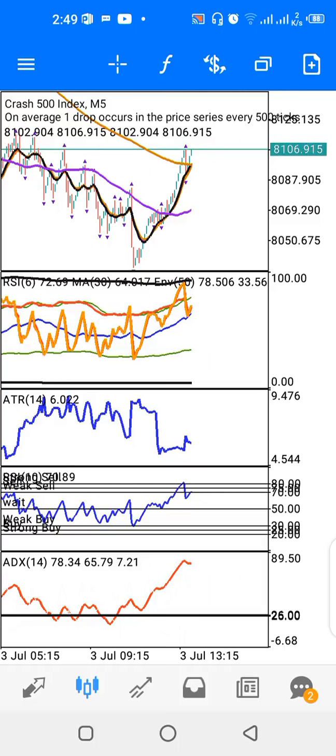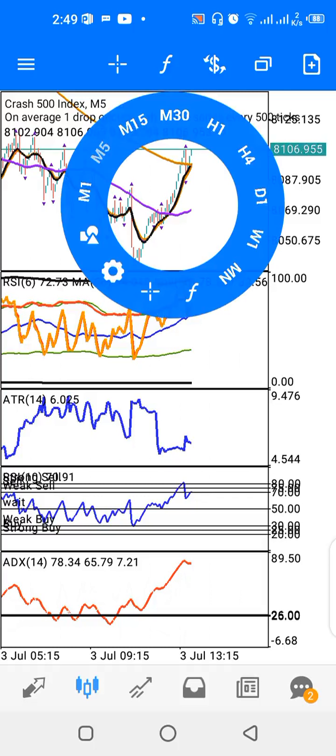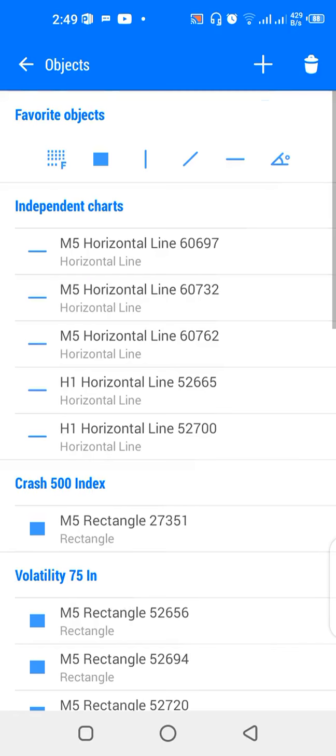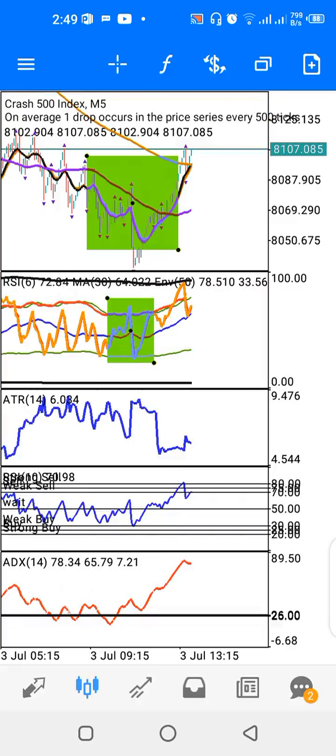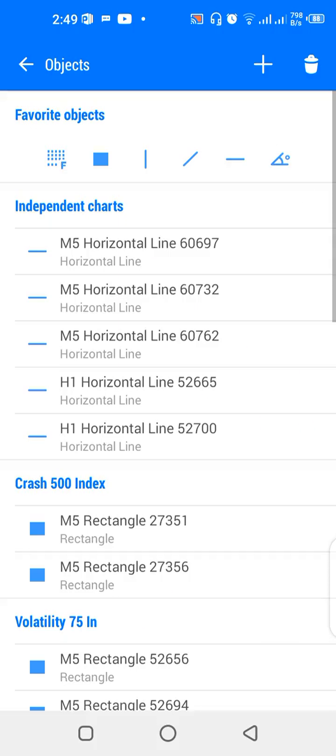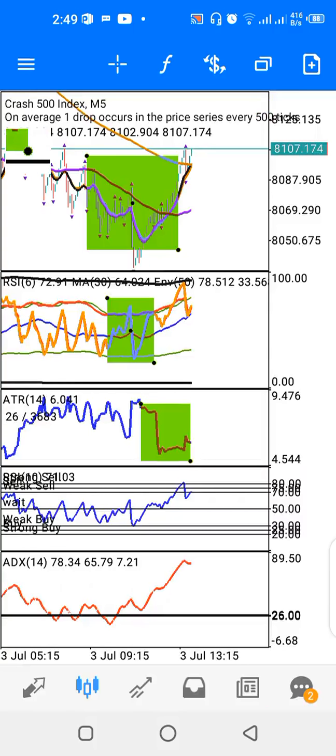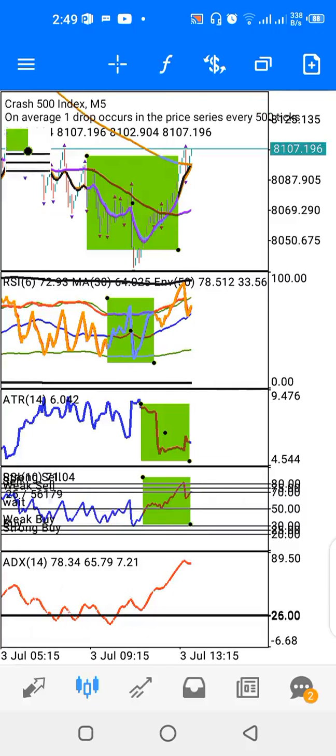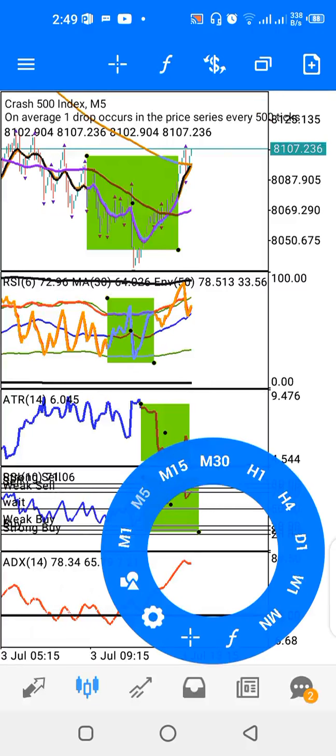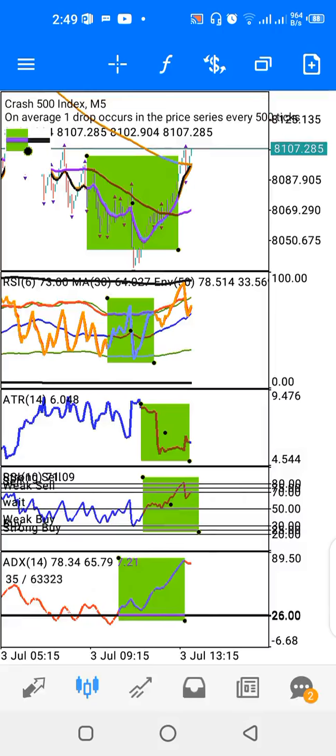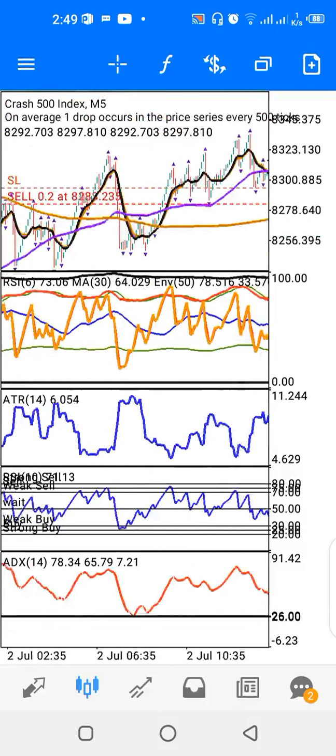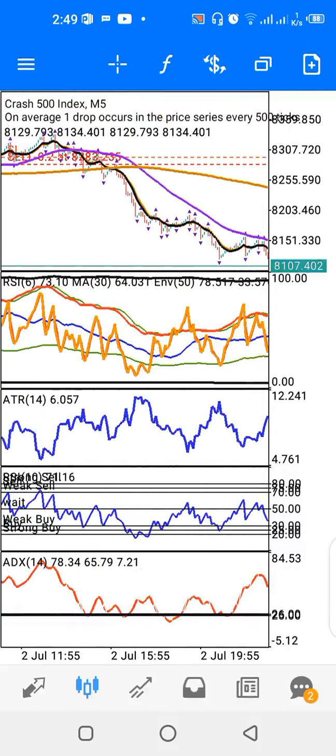Now the first window is the main window. This is the main window. I have indicator window 1. This is my indicator window 1. Indicator window 2. This is my indicator window 2. Indicator window 3. And indicator window 4.